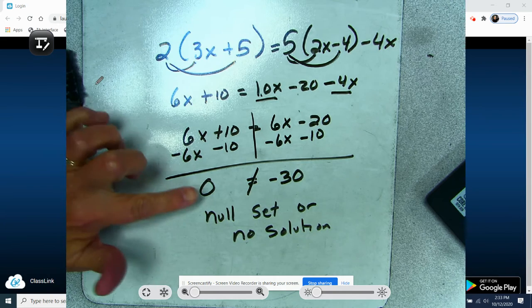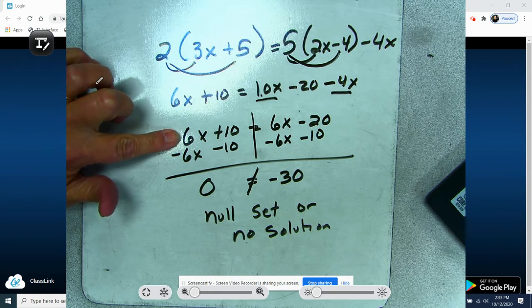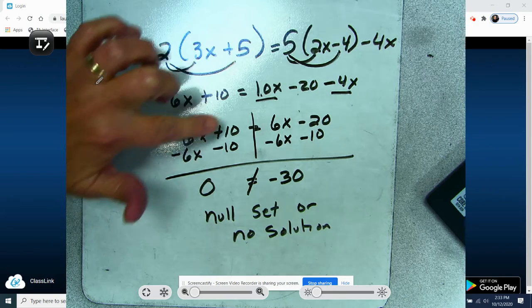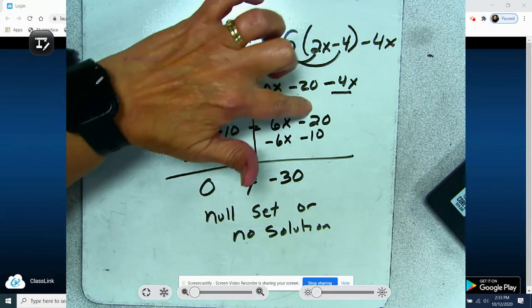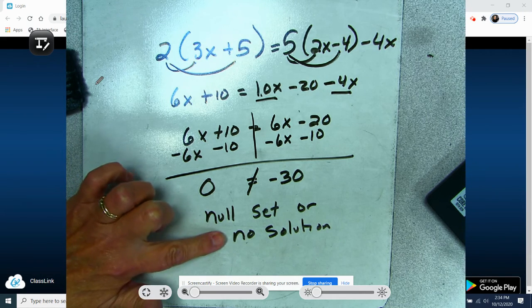It lied to you. And right here, you should have seen that. 6x plus 10, 6x minus 20. How can I take a number, times it by 6, add 10 to it, take that same number times 6, and subtract 20 from it and get the same answer? You can't. There is no solution.